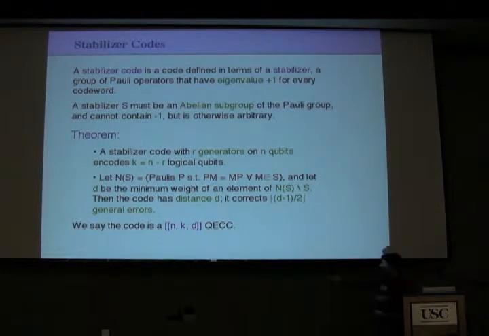Oh, and some more notation. So we put these in these square double brackets: [[n, k, d]]. We say that n is the number of qubits in the code, physical qubits, k is the number of logical qubits, and then d is the distance of the code.